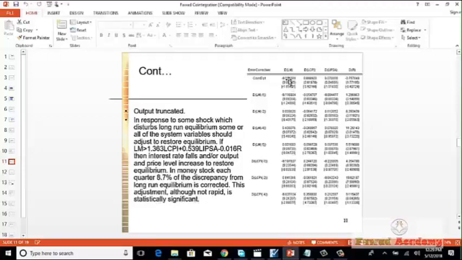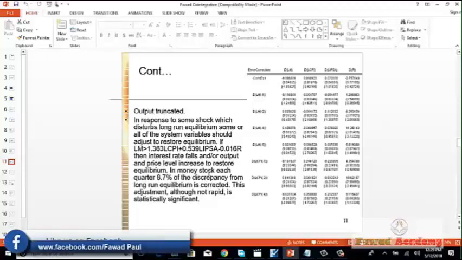To restore the equilibrium, it is necessary that the sign should be negative and the coefficient should be significant. If the value is significant and the sign is negative, it means that there will be equilibrium in the long run after every shock. Why do we say quarter?